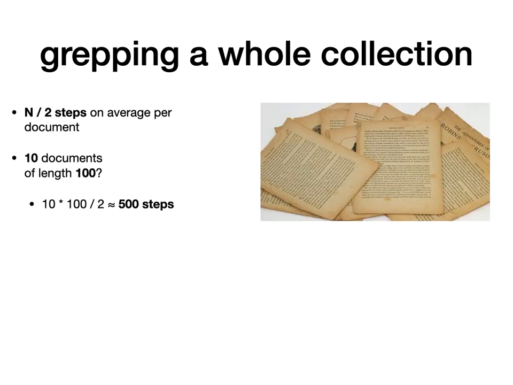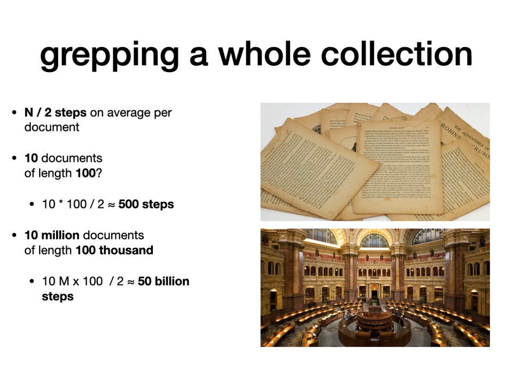So let's look at if we're trying to grep an entire collection. n over 2 steps on average per document. If we have 10 documents, each one's 100 words long, 100 steps long. Well, okay, that's fine. That's only 500 steps. A computer can do that pretty easily. Might take our eyes a little bit longer, but that's fine. But then if I'm doing 10 million documents, and each document is 100,000 words, that's 50 billion steps on average. And that's every time you want to look for one word, right?